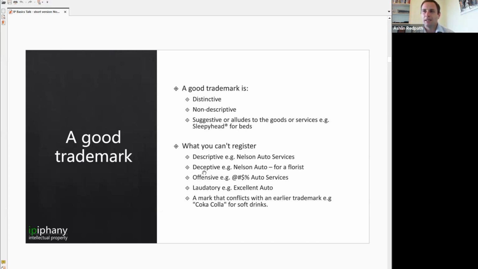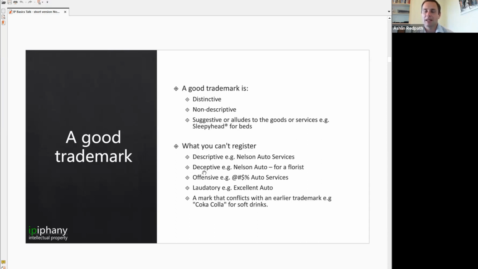It is very tempting to use a descriptive trademark when you start out in business. You feel that, well, okay, it tells consumers what I do. And also when I have a domain name, if it describes what I do, then when people search for that, they will find me. However, there's a couple of problems with that.